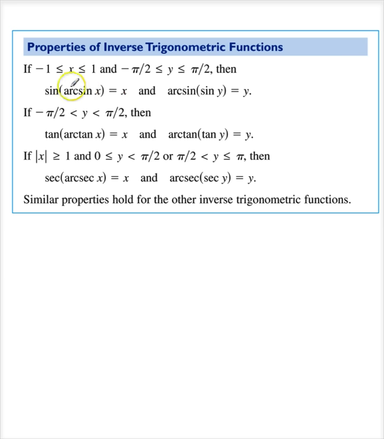Now, we say that sine of arcsine of x is equal to x, and arcsine of sine of y is equal to y, because these are inverse functions. And the same is true between tan and arctan, and secant and arcsecant.